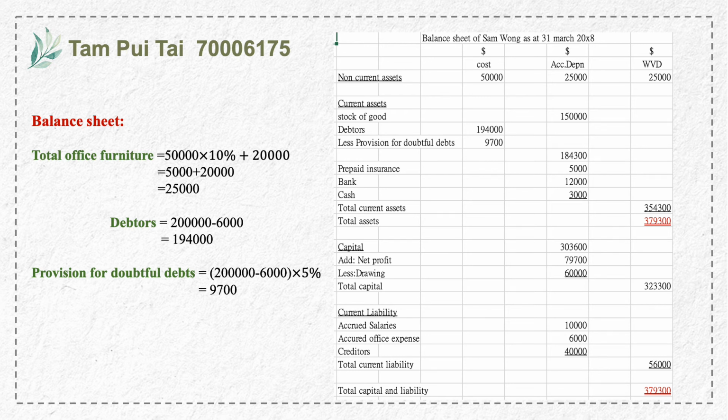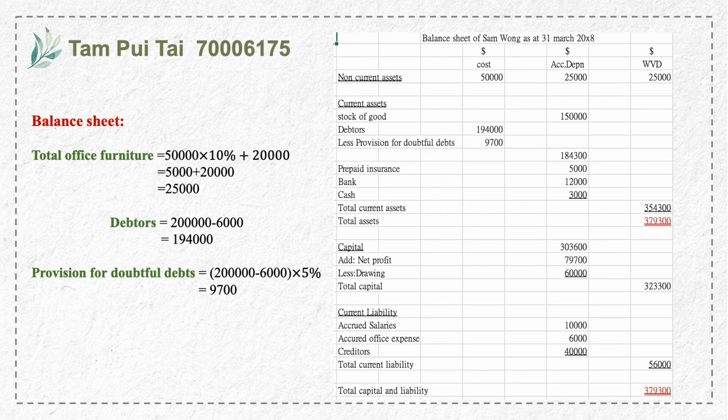It is 25,000 too, because in additional information number 3, we can know that depreciation on office furniture is at 10%. So 50,000 times 10% is 5,000. Then we need to plus 20,000. So the depreciation of office furniture is 25,000.